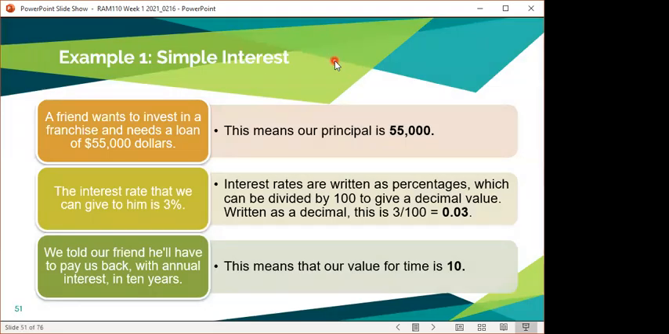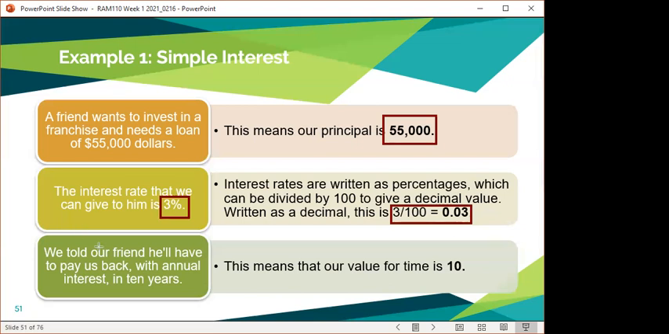All right, so let's just spend a little time on this example to make sure these terms make sense. So a friend wants to invest in a franchise and needs a loan. And so the principal amount that they need is $55,000. So great, $55,000, they're getting a loan. There's an interest rate that's determined to be 3%. So somebody made a decision to lend that money at a 3% rate. And so that is written as a decimal. So 3 divided by 100, because 100 is the basis of percentages, is 0.03.